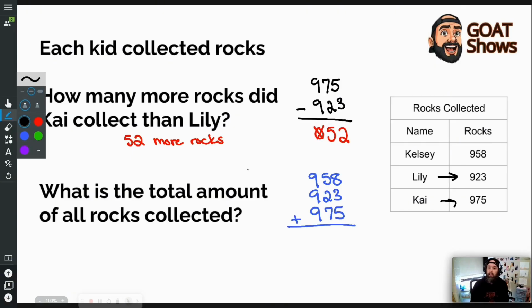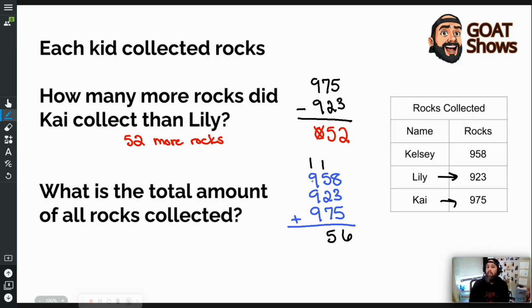When you add 3 digits, you start all the way to the right, and then you add, carry over, complete the problem. So remember the numbers in your mind. 8 plus 3 is 11. 11 plus 5 is 16. So write out your 6, carry the 1. Do it again. 1 plus 5 is 6. 6 plus 2 is 8. 8 plus 7 is 15. Write out your 5, carry the 1.